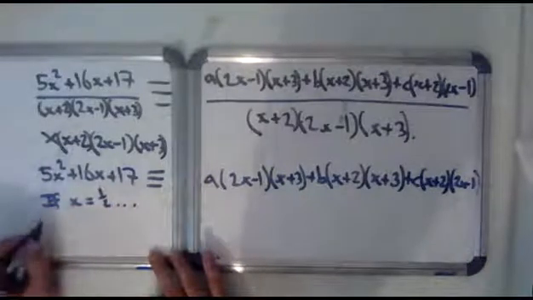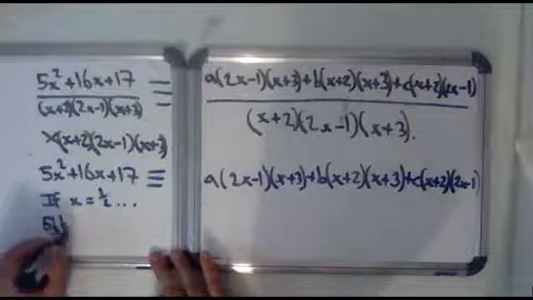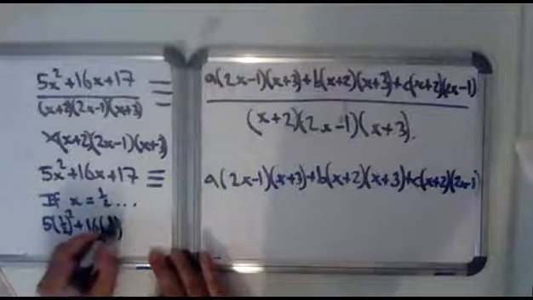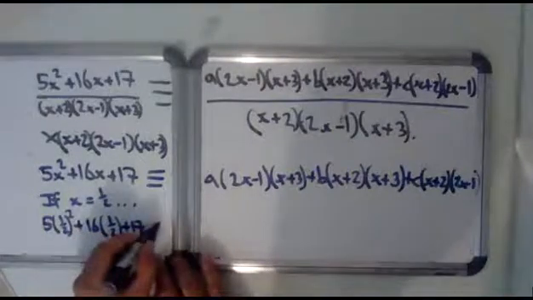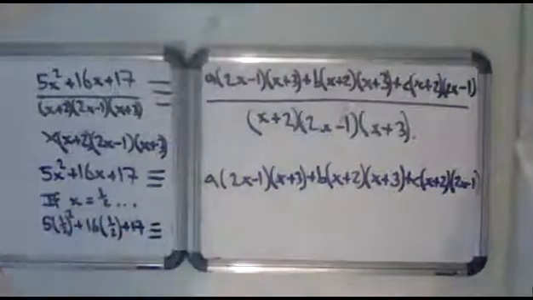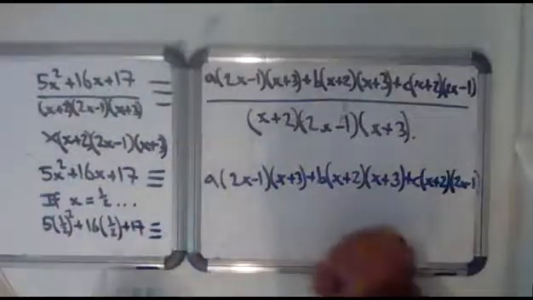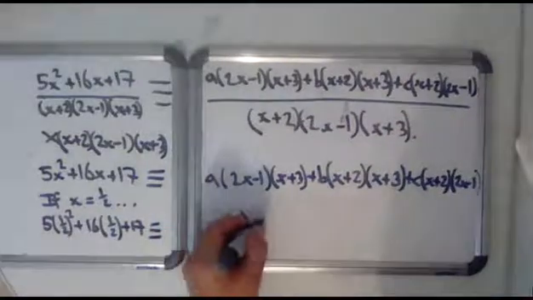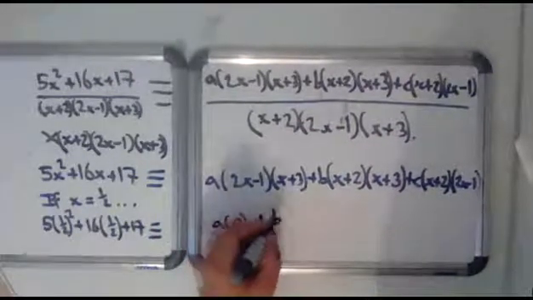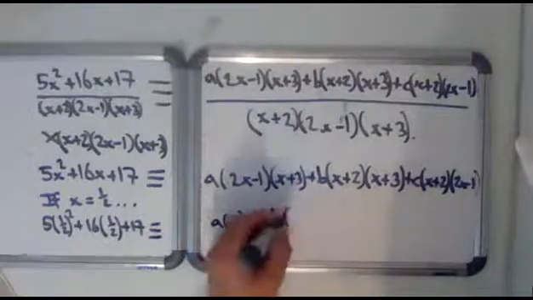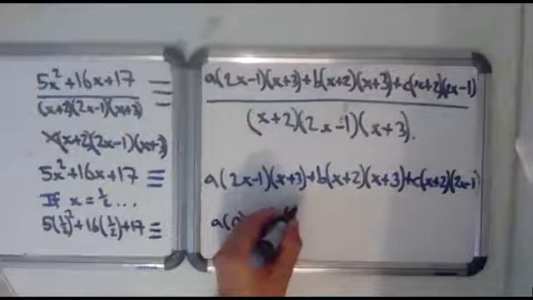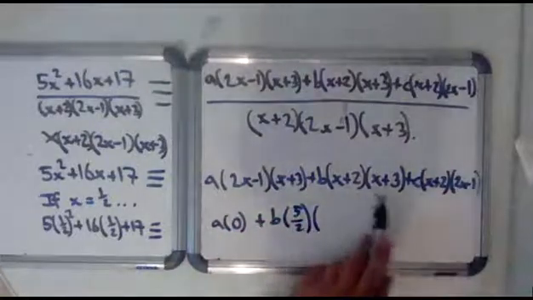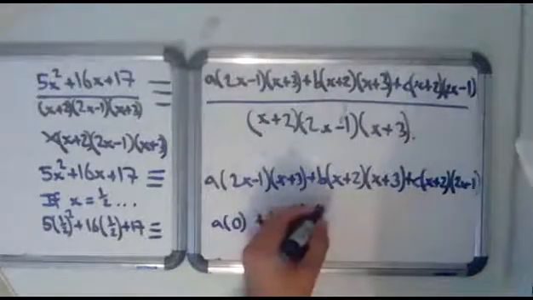So we've got 5 times a half squared plus 16 times a half plus 17 equals, or you can put identical to, but it equals. So a times 0 plus b times, well, you've got a half plus 2, so 2 and a half, 5 over 2. And then you've got a half plus 3, that's 3 and a half, which is 7 over 2.